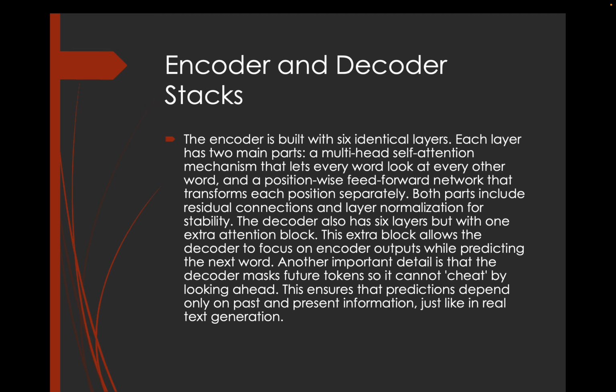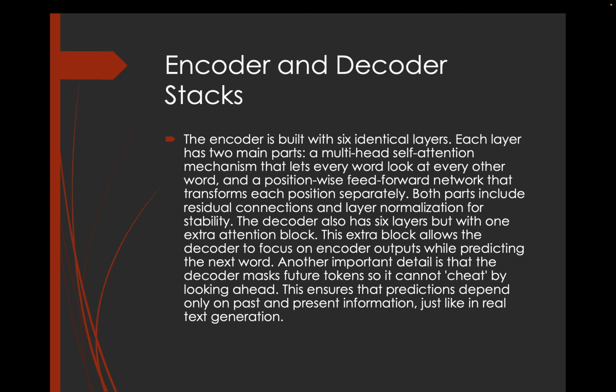Encoder and decoder stacks. The encoder is built with 6 identical layers. Each layer has 2 main parts: a multi-head self-attention mechanism that lets every word look at every other word, and a position-wise feed-forward network that transforms each position separately. Both parts include residual connections and layer normalization for stability.